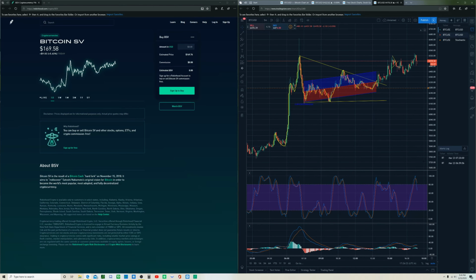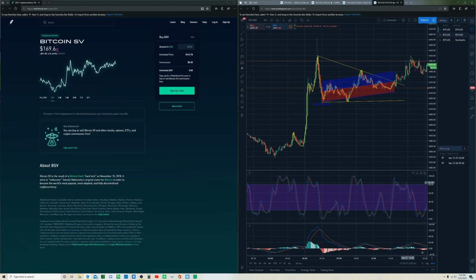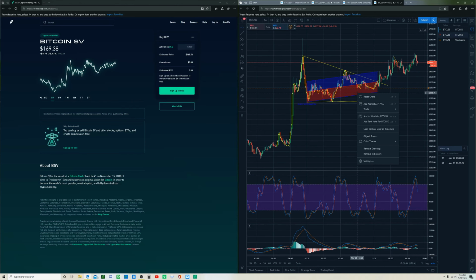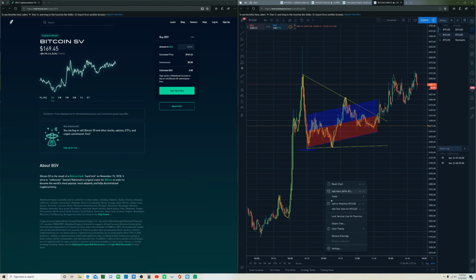Alright, so we're going to take this back a few minutes. Let's just take it from right there. This is the 5-minute chart. What you want to do for the highest confirmation is... reset chart. Shoot, how do I get rid of stuff? Remove indicator. Shoot.